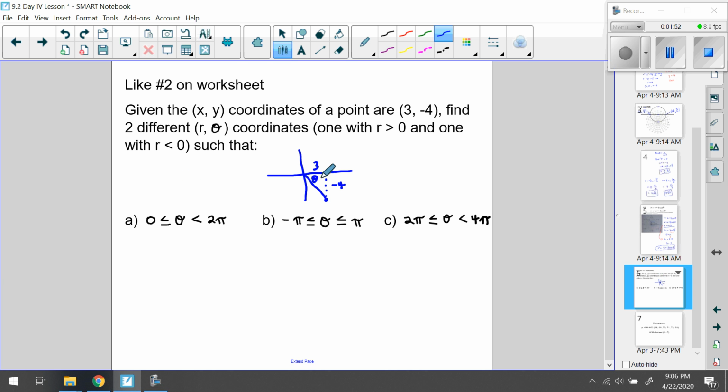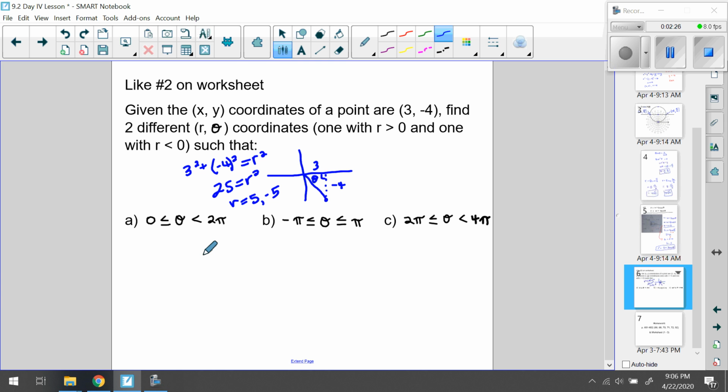So remember, we can do that just with the Pythagorean theorem since we have a right angle. So I can do 3 squared plus -4 squared is r squared. And so this is actually our pretty common 3, 4, 5 triangle. So 9 and 16 makes 25 for r squared. And so r will be 5 or -5. And again, if you go back to the directions, it wants us to give an answer 1 where r is 5 and 1 where r is -5.